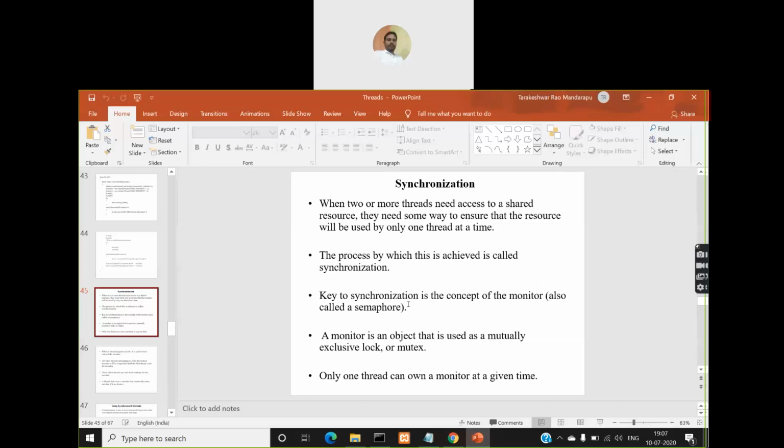So what is this monitor? Is it a physical or hardware entity, or a software entity? Look at the next point. A monitor is an object that is used as a mutually exclusive lock. It can also be called a mutex. So what do you mean by this mutex or monitor? It is just like a lock.